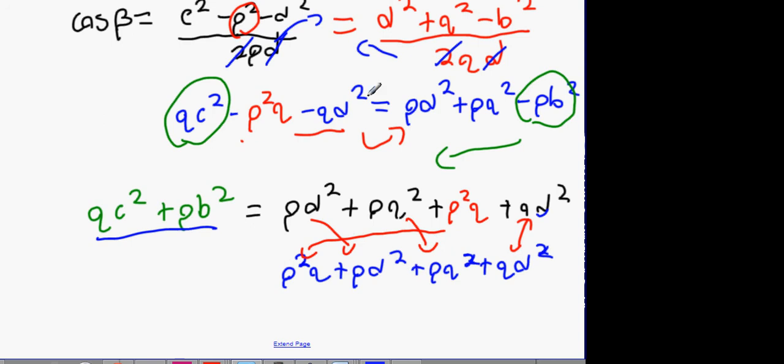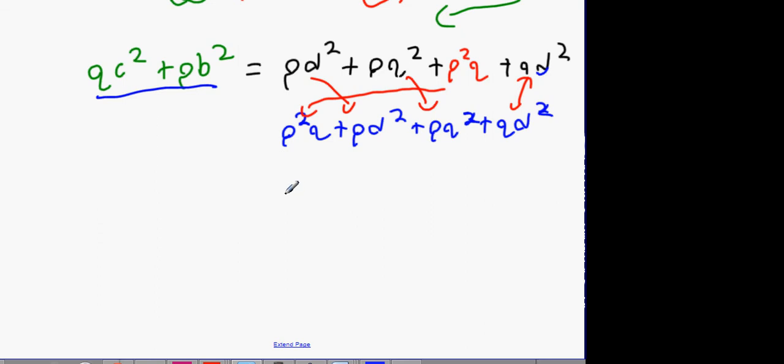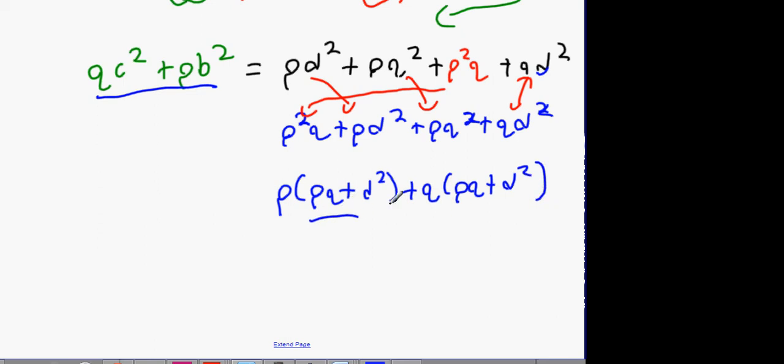Now I'm going to factorize it, okay? And let's see what happens this time. I'm going to take out p, and I'm going to get pq plus d squared. And then I'm going to take out what's common here. What's in common here is q. It's going to be a q into pq plus d squared. Now we can see that both brackets are exactly the same, and therefore it's going to be p plus q into pq plus d squared. That's it done. Okay?